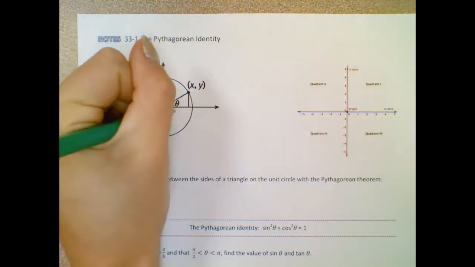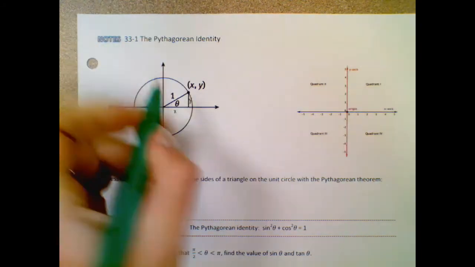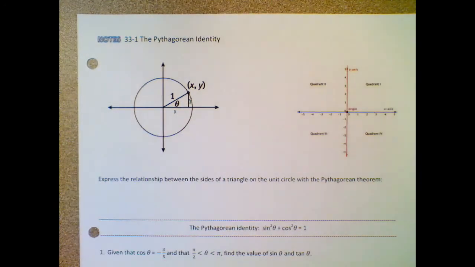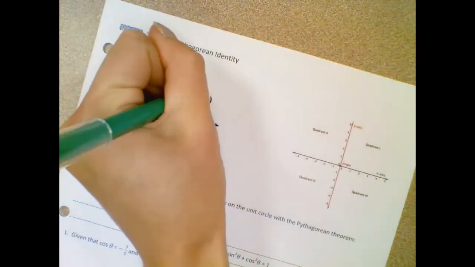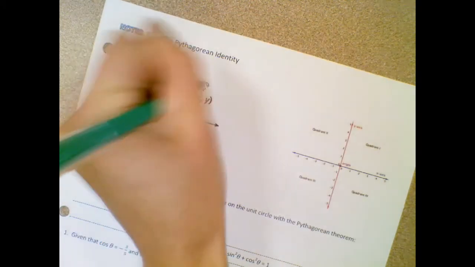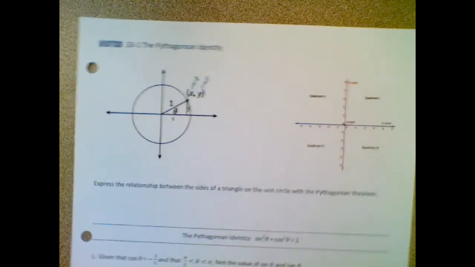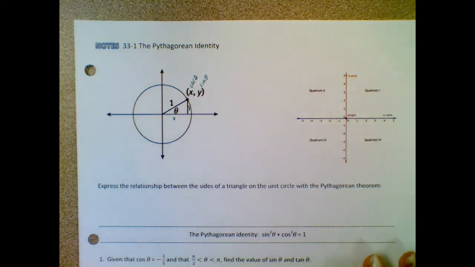It should make sense that this would be your x and this would be your y. We're going along the x-axis here and then along the y-axis there. The x value is going to be represented by cosine, and the y value is going to be represented by sine. This will also make even more sense when we go on into the unit circle next.